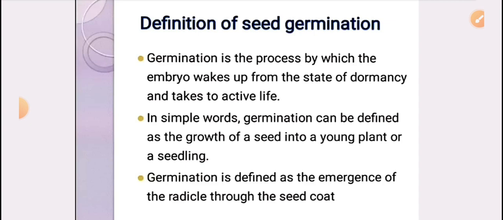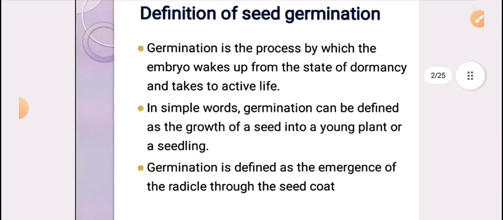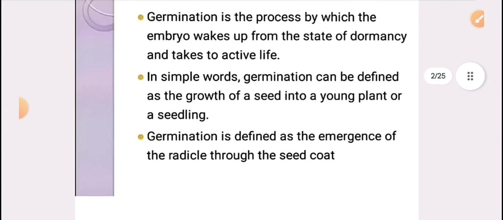We are studying one of the topics from seed science, that is seed germination. The definition of seed germination: germination is the process by which the embryo wakes up from the state of dormancy and takes to active life. In simple words, germination can be defined as the growth of a seed into a young plant or a seedling.